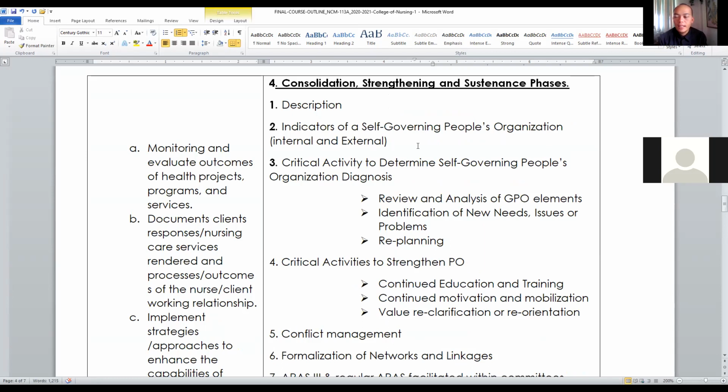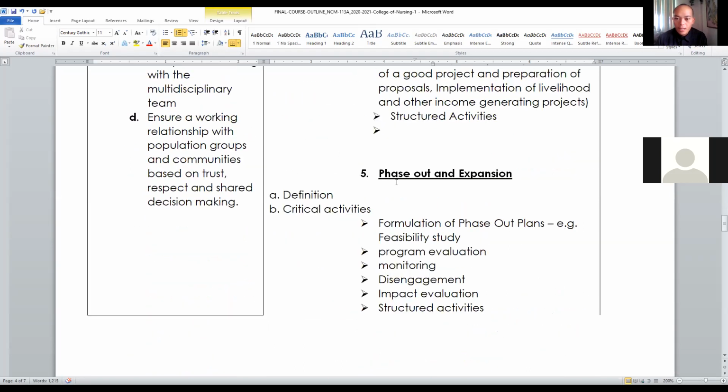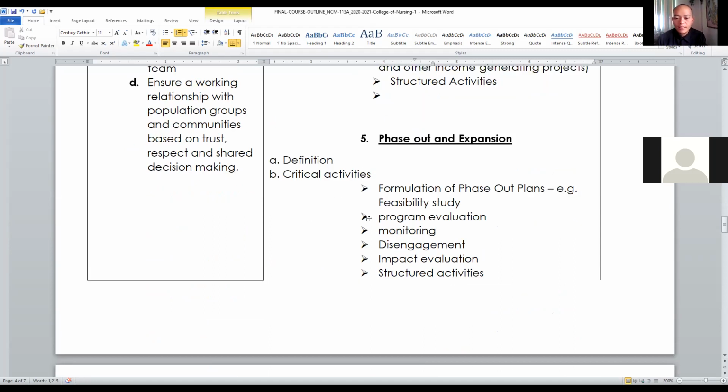Kasi hindi pwedeng sa intro lang. We don't only do COPAR the initial 2 weeks of your immersion. Of course, we have to make sure that the programs that you implement will be sustained and will continue until they reach the goals that you have set. Phase out and expansion. Okay, who are the people who have received the programs? How can we further extend the programs to other members of the sub-communities or people outside the community?